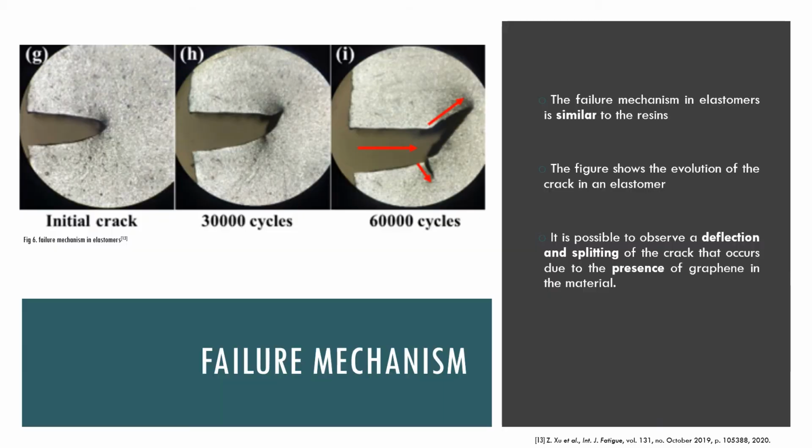As we said before, the failure mechanism in elastomers is similar to resin. In the figure, you can see the evolution of the crack in a fatigue test. As we can see, it is possible to observe the deflection and the splitting of the crack that occurs due to the presence of graphene in the material.